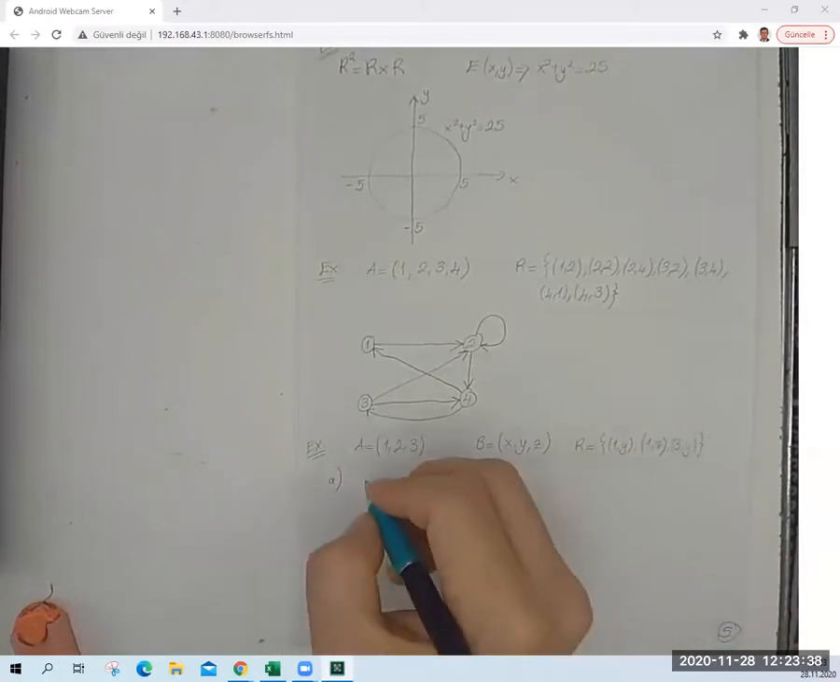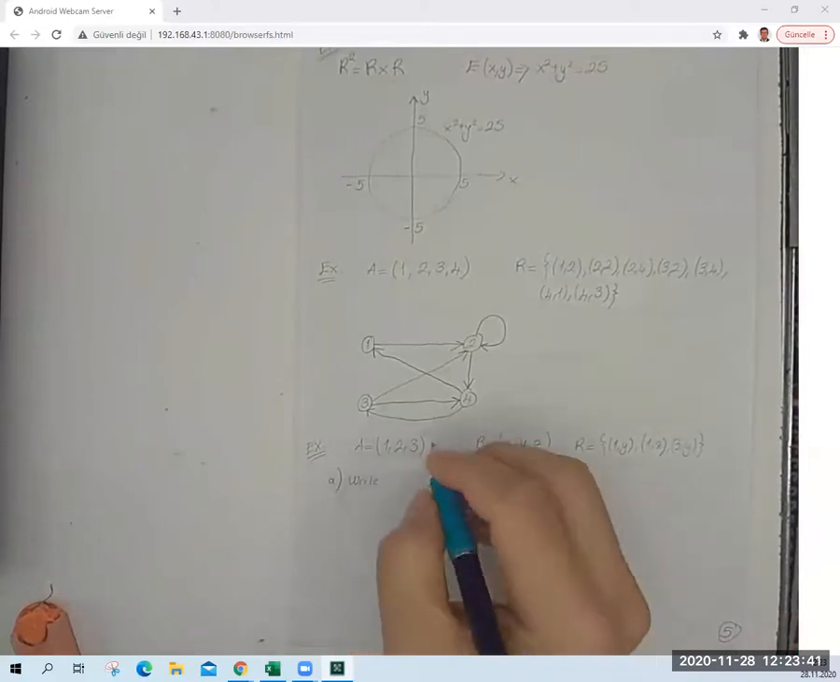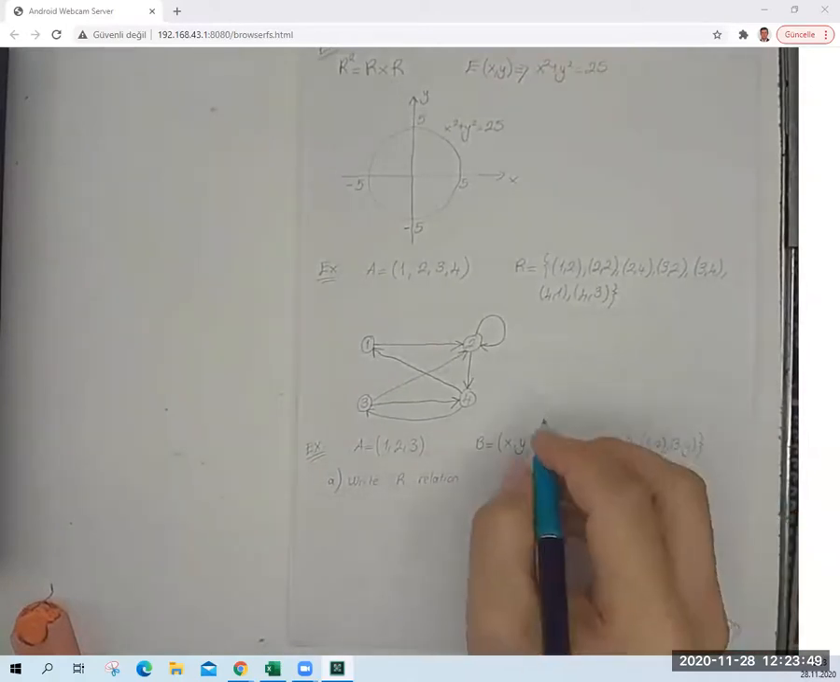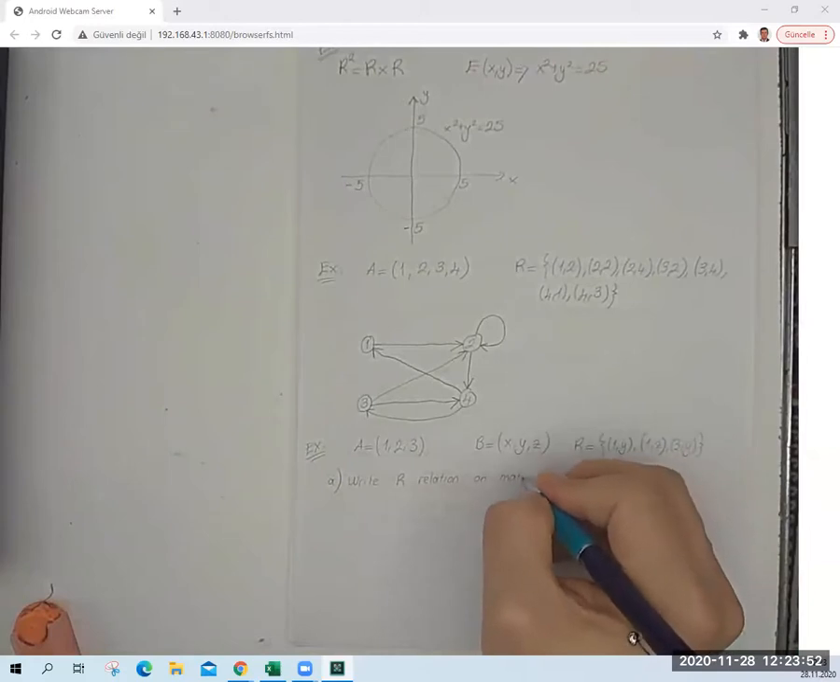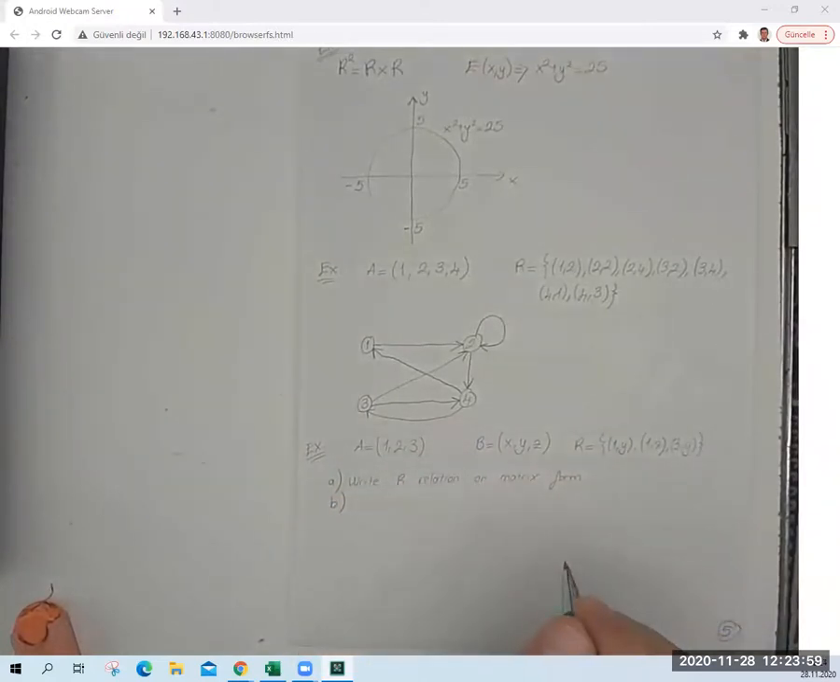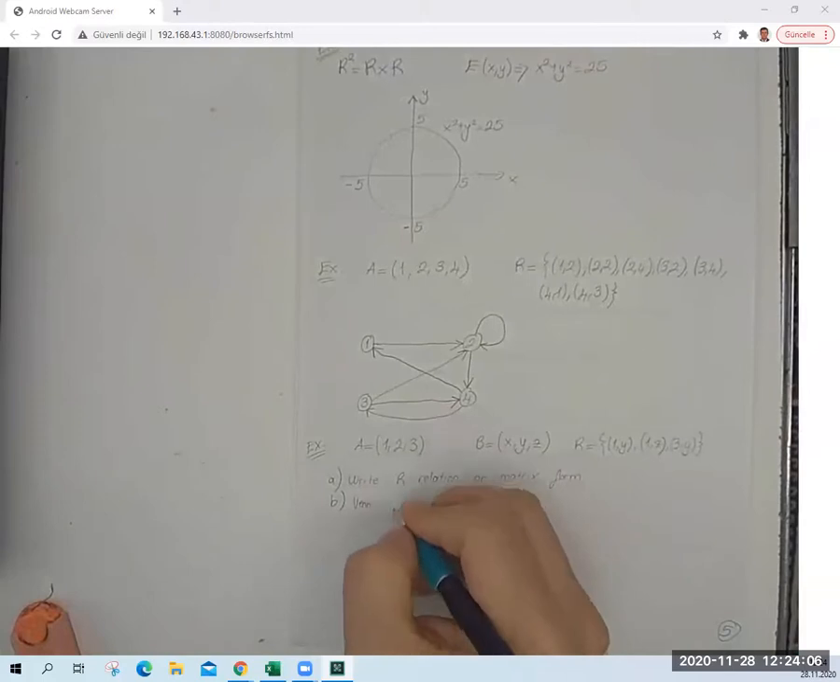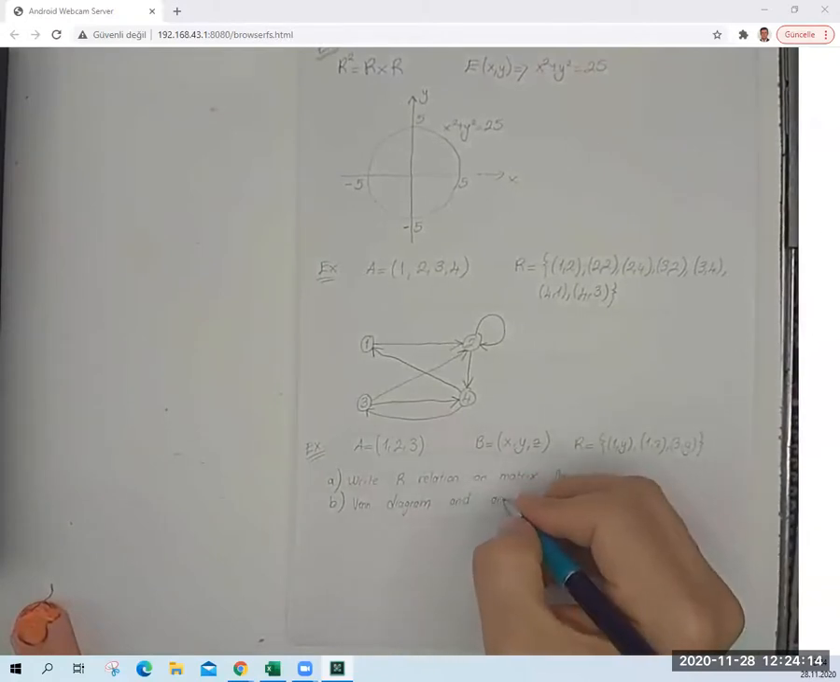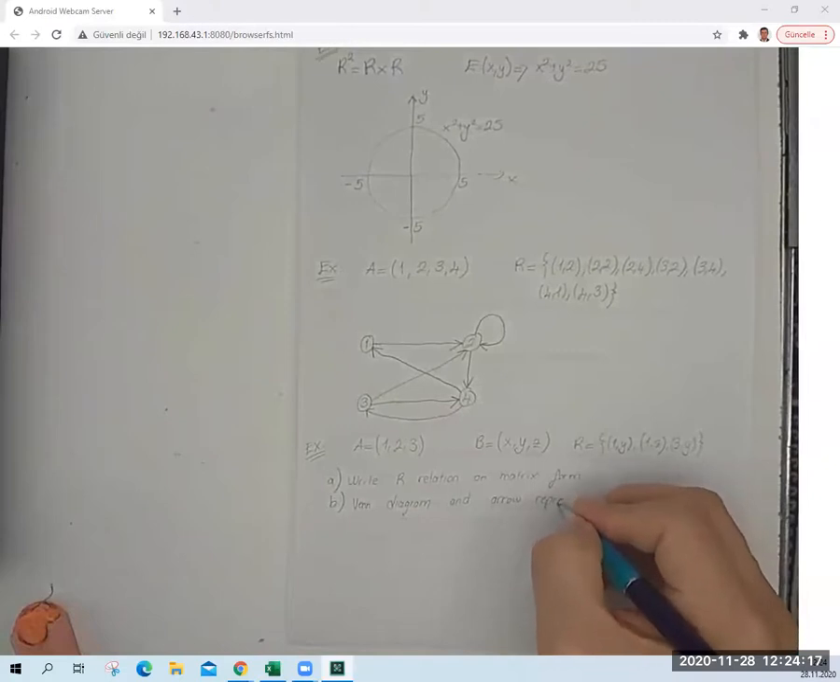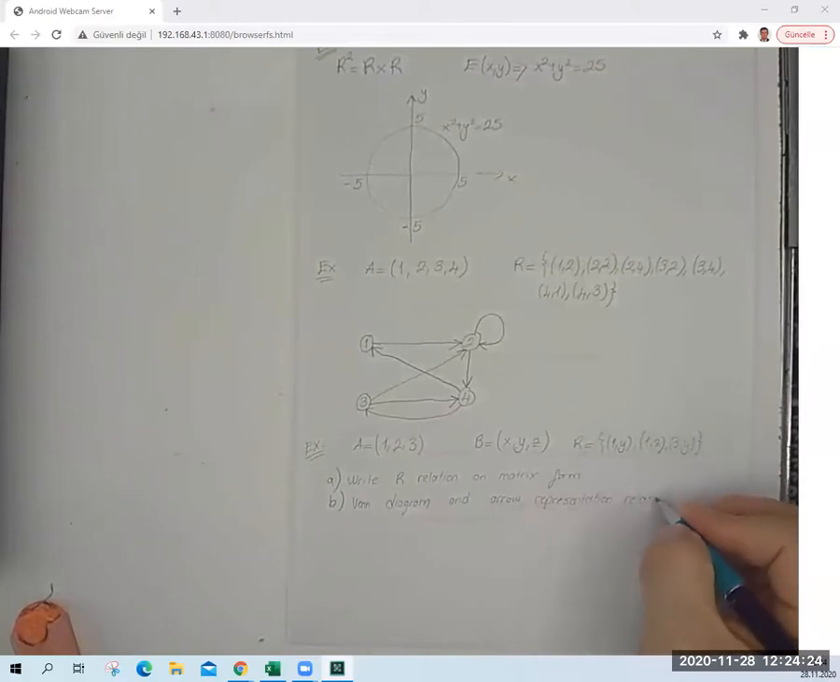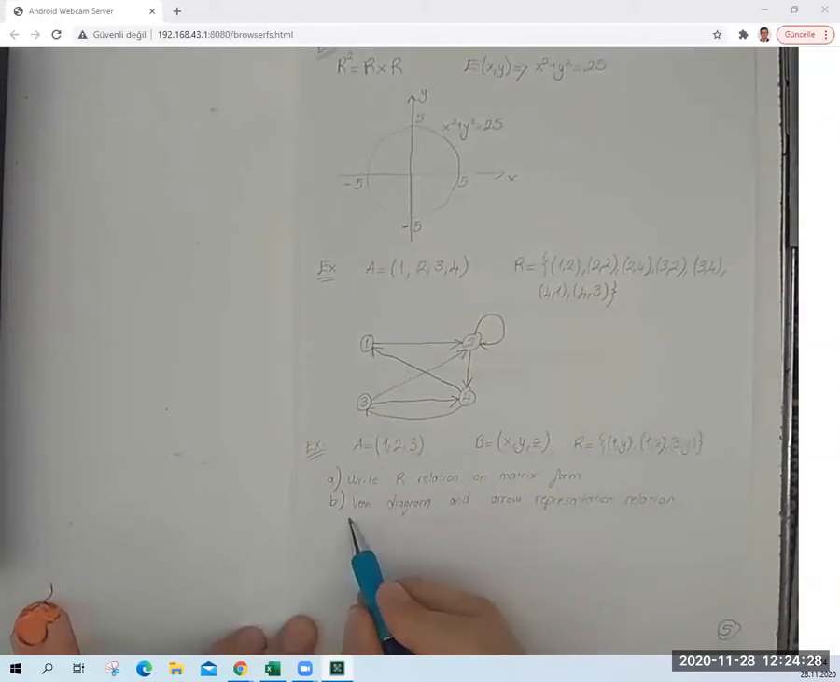Okay, first, write our relation in matrix form, and as a Venn diagram and arrow representation of the relation. So the first one is really easy.